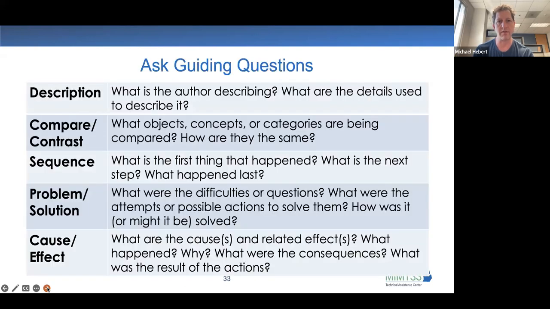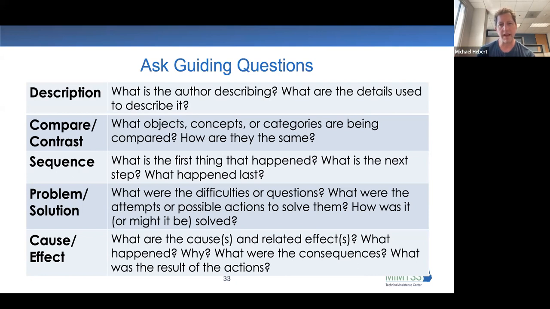So let me give you an example here. A lot of this is from Joanna Williams' work, where she described helping even second graders understand, so asking things like: what is the author describing here? What are the details that the author uses to describe it? And so again, getting them to defend a little bit more, not only what the text structure is or what it's describing, but telling a little bit more about why. Or compare and contrast: what objects, concepts, or categories are being compared? How are they the same? How are they different? You're helping kids focus on those specific similarities and differences.